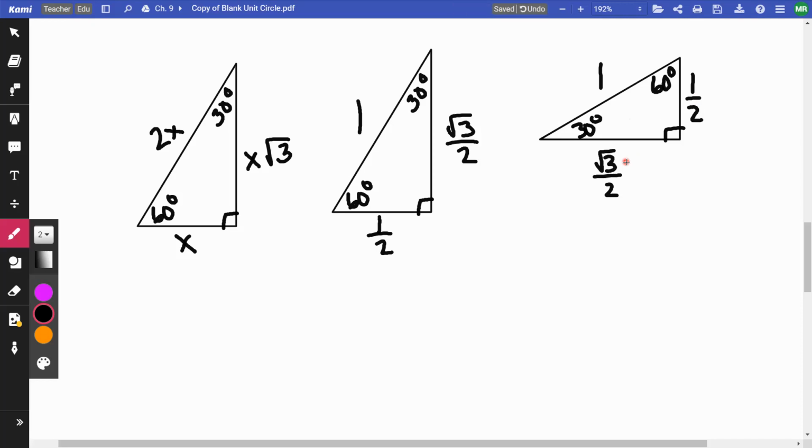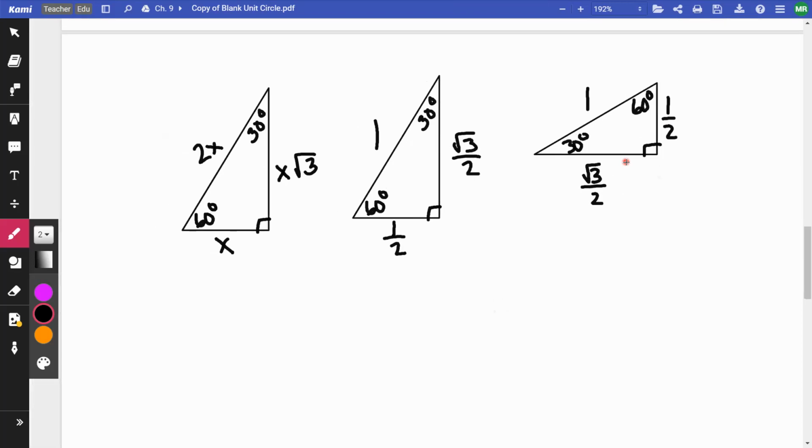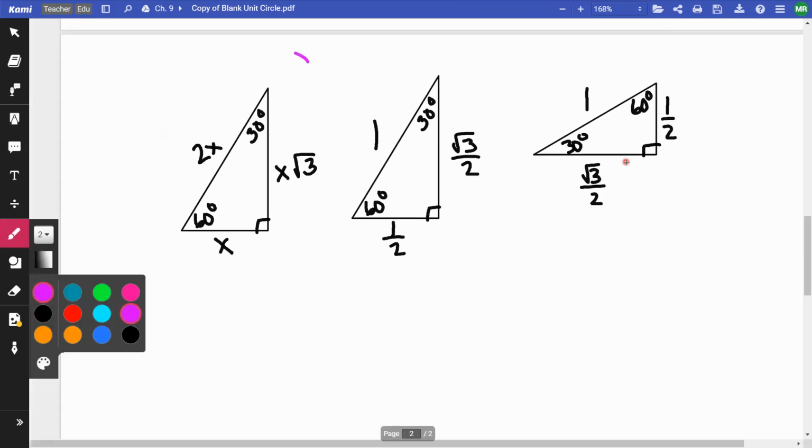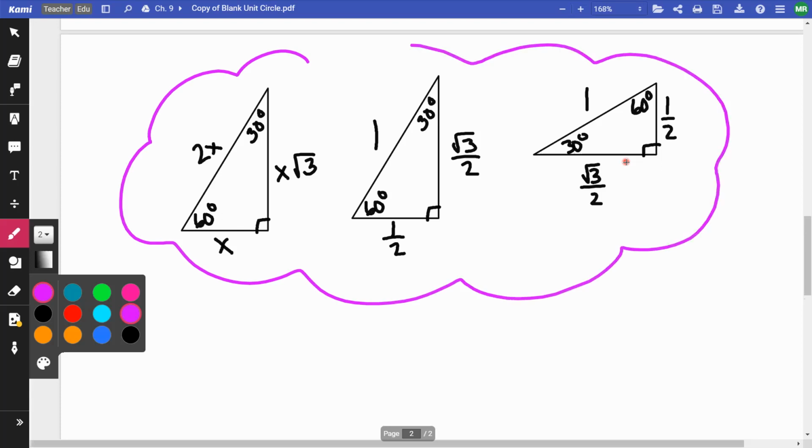We need to know these values here. These values are going to be on our unit circle. We're going to start doing some sine, cosine, tangent where we're not using a calculator to compute it. You're going to give me answers in exact form, not in decimal form. So that is our 30-60-90s right here. These ones here were the 30-60-90 right triangle.